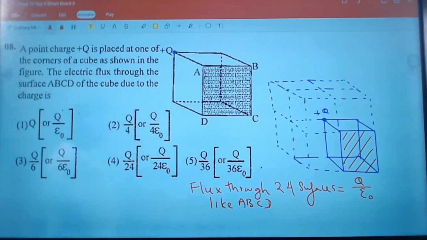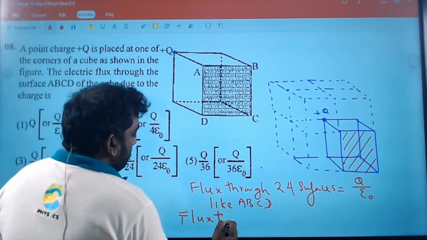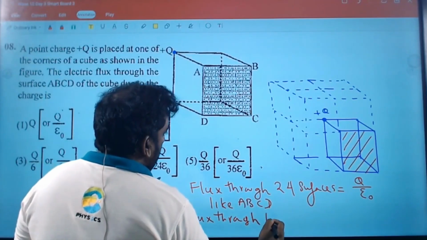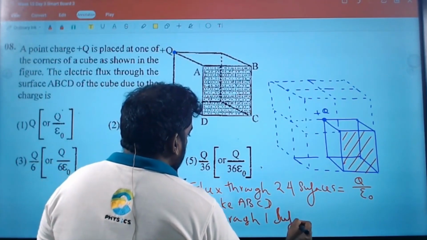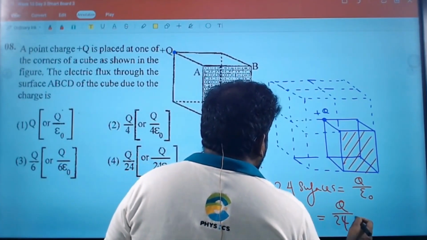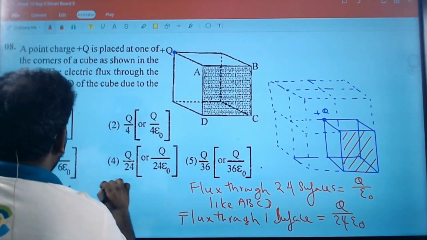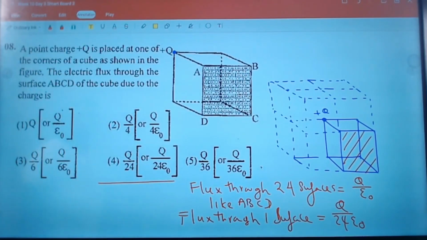Right. Flux is a scalar. Flux through one surface is Q divided by 24 epsilon naught. Answer is answer number 4.